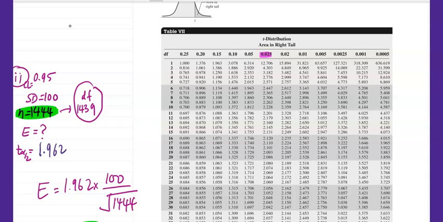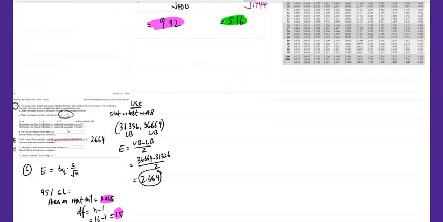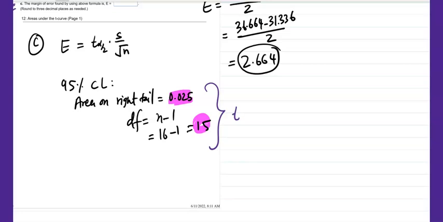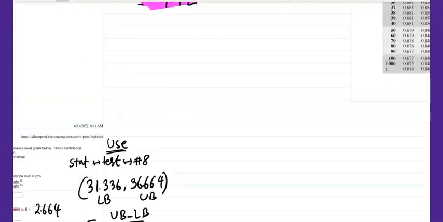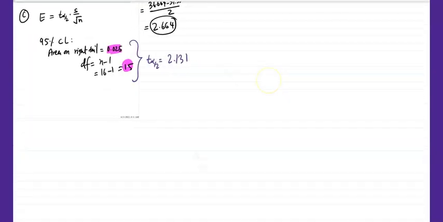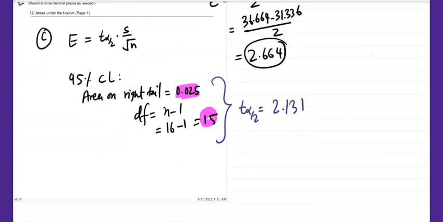0.025 here, 15 here. Okay, this column and the row meet here. So this is the value, 2.131. So the critical value in this case, t alpha over 2, is 2.131. Let me double check. Yeah, 2.131. Now I'm going to use that to find E using the formula.